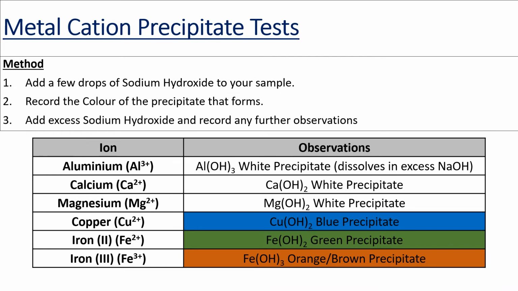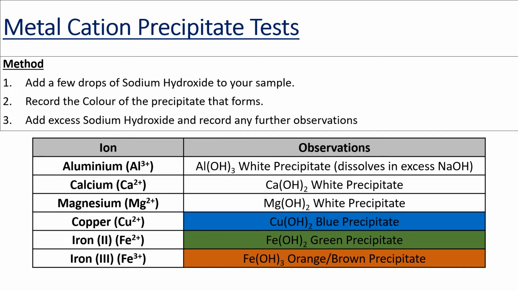Another test we can use for metal cations is the precipitate tests. Now, a precipitate is when you add two aqueous solutions together and get a solid product. So two soluble reagents react to form an insoluble product. So it's nice and simple. All you do is you take your substance, your aqueous metal compound, and you add sodium hydroxide, and you end up with a metal hydroxide being formed, and these are going to be insoluble. So that's all you have to do.